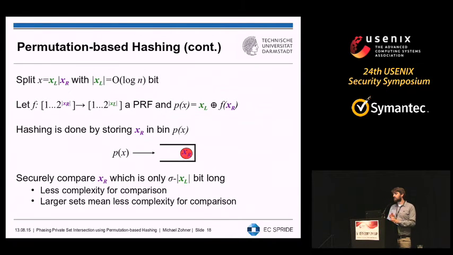And this reduces the bits or the representation length of the element that is in the bin by around log n bits, which means that you have less complexity for the comparison, as well as a really nice feature, which is the larger sets grow, the more elements you're processing, the more cheap it will get doing these equality tests, because you compare fewer bits.